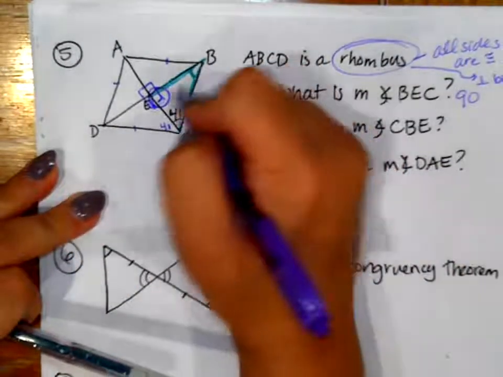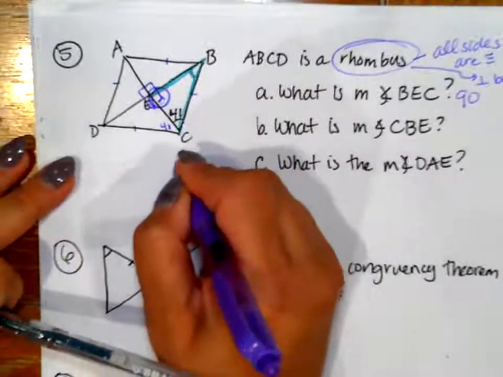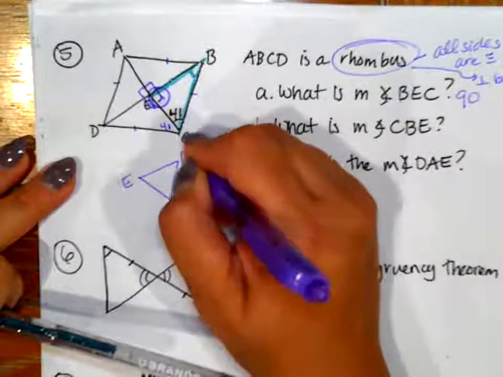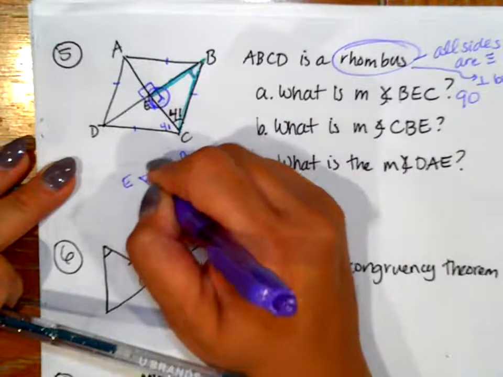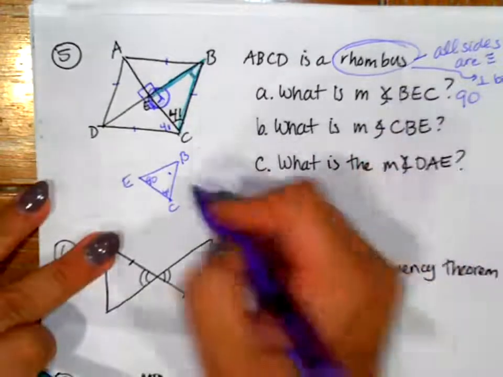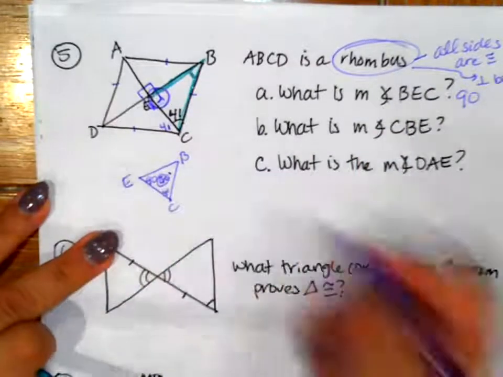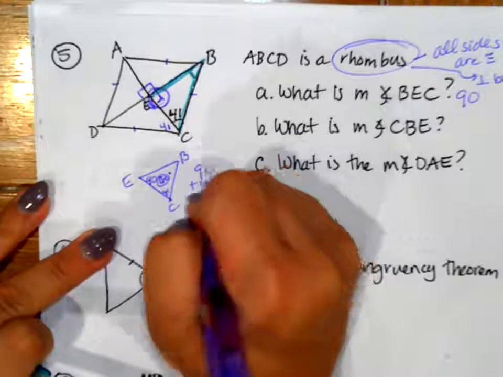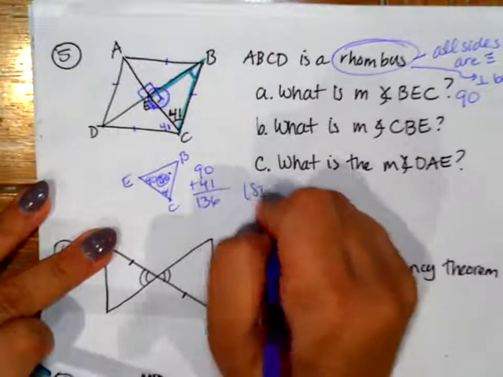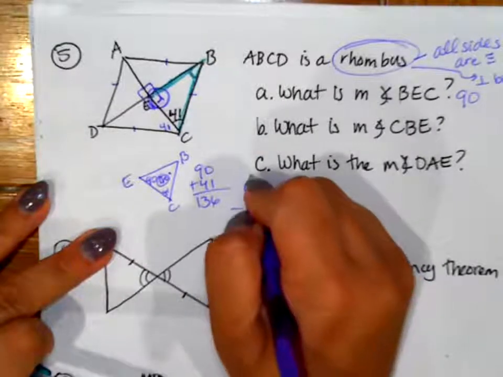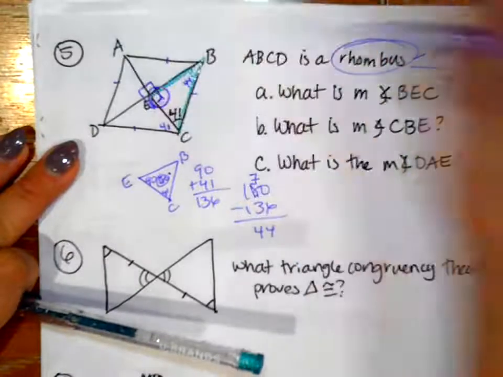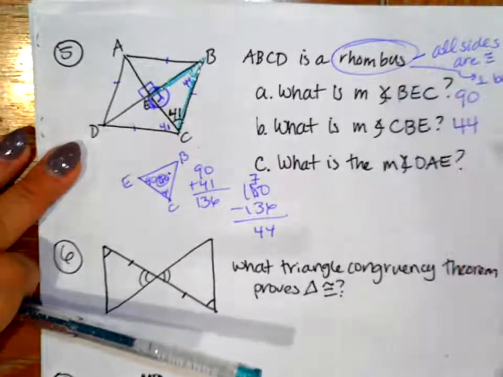Here, we've got a triangle. Let me just draw this guy out a little bit so you can see him. We've got E, C, and B. This guy's 41. This guy's 90. How do I find this? It's 180 degrees, so this total needs to be 180 somehow. So let's do 90 plus 41, 131. 180 minus 131 is 49. So they asked you CBE is 49.